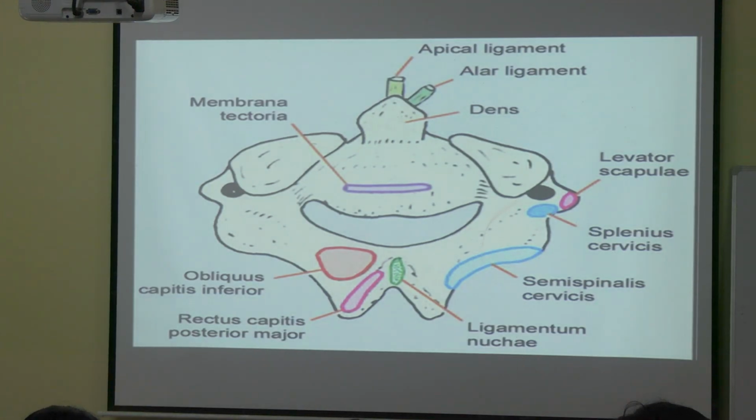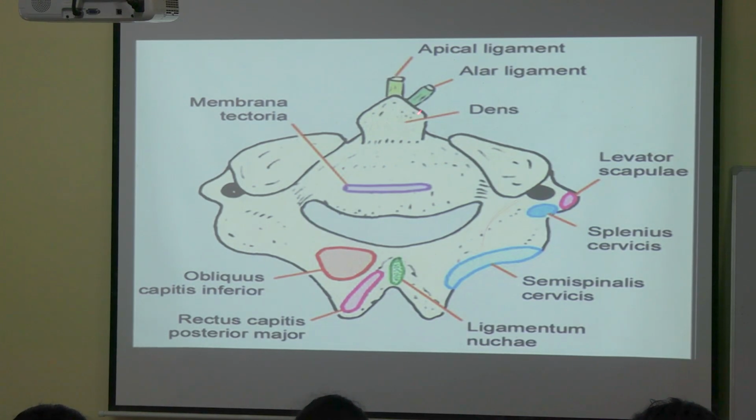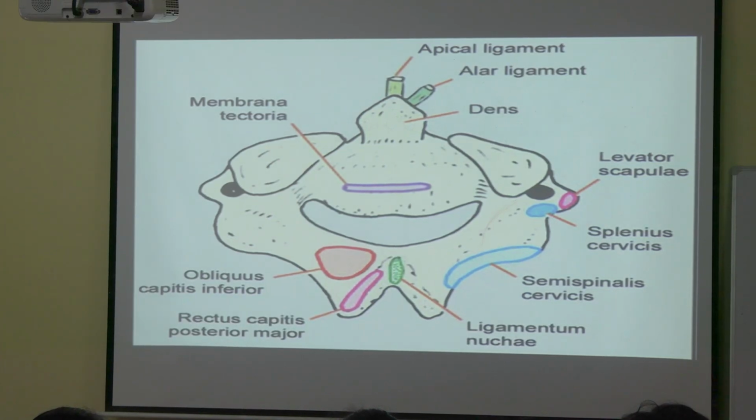Now the attachments. Click a picture. Everything has been written. If you need the slides, you can take them from me. Just correlate with the picture. It is also taken from the textbook of Dr. I.V. Singh. This is your dens. What are the structures attached to the dens? This one is the apical ligament, and along with it the alar ligament. Apical ligament and alar ligament.